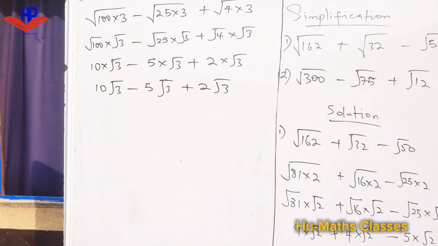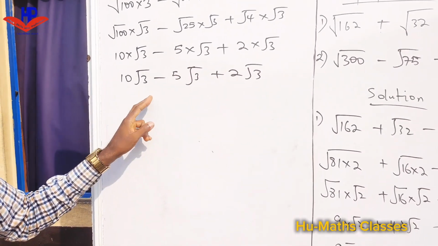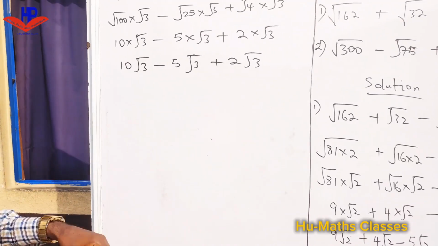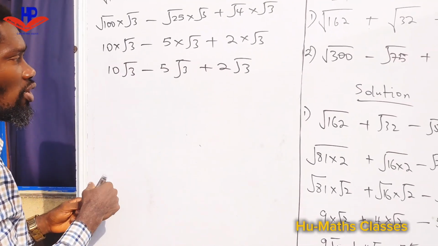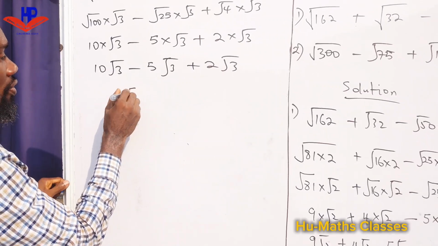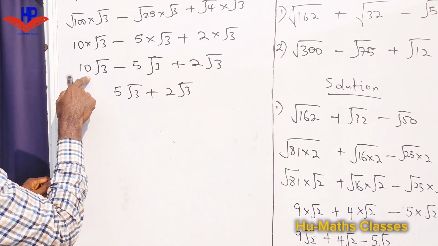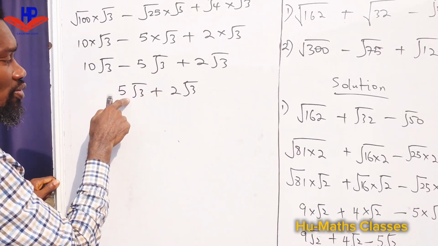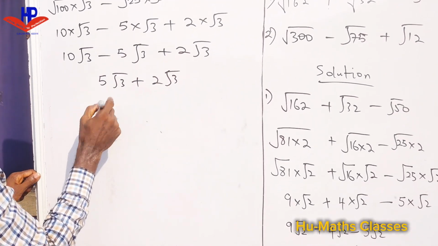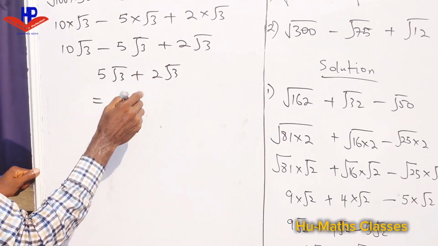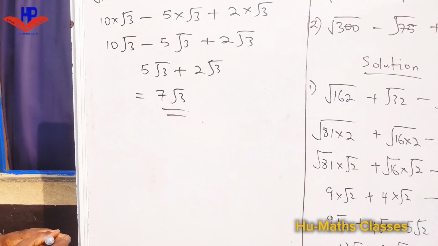They are of the same family: root 3, root 3, root 3. So we can add, we can subtract. 10 root 3 minus 5 root 3 will give us 5 root 3. Then 5 root 3 plus 2 root 3 gives us 7 root 3. So our final answer is 7 root 3.